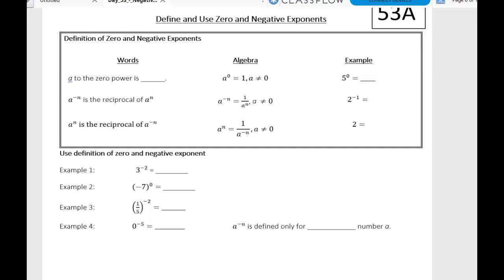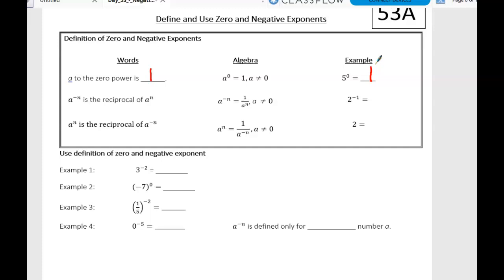So we have learned that anything to the zero power is equal to 1, okay? Except that if you have a 0 to the zero power, the base cannot be 0. So for example, 5 to the 0 is equal to 1.